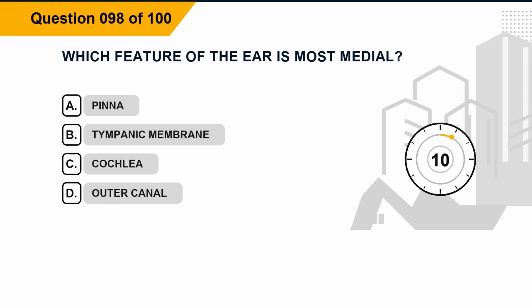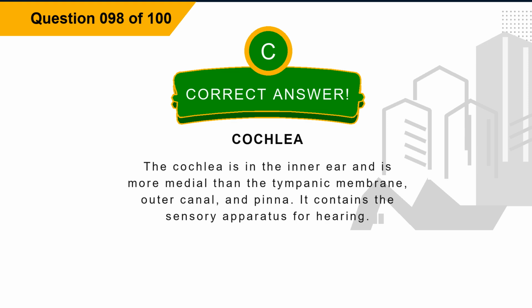Question 98. Which feature of the ear is most medial? Option A, pinna. Option B, tympanic membrane. Option C, cochlea. Option D, outer canal. The correct answer is option C, cochlea. Explanation: the cochlea is in the inner ear and is more medial than the tympanic membrane, outer canal, and pinna. It contains the sensory apparatus for hearing.